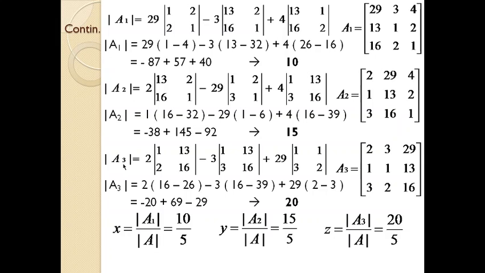And finally z: determinant A3 divided by determinant A. A3 is already computed as 20, so 20 divided by determinant A, which is 5. By solving that, you will get the values of x, y and z. So this is how you have to find the values of x, y and z when you are dealing with an application level question.